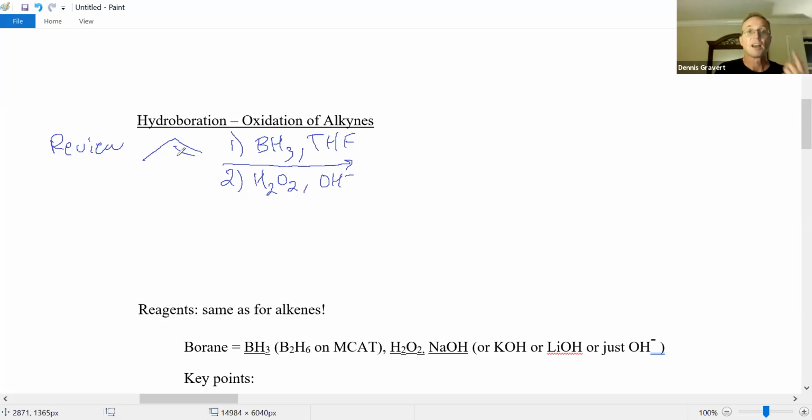And what happens? The rich don't get richer. This is anti-Markovnikov addition. It's also syn addition. The new alcohol and the new hydrogen add to the same side. Okay, but the pattern is lose the pi bond, add an H and an alcohol, and the rich doesn't get richer.